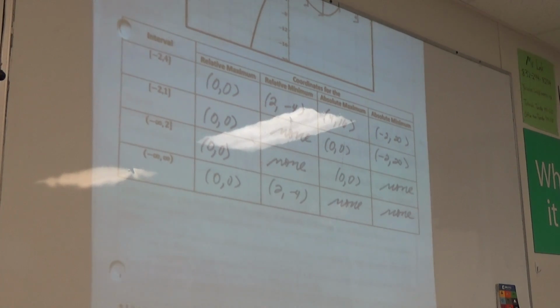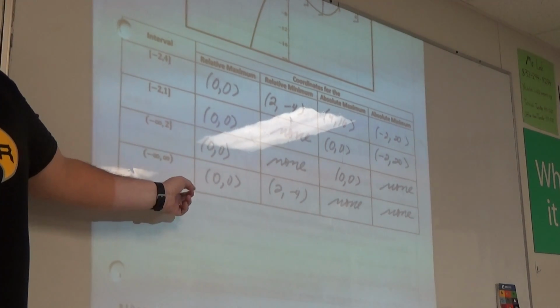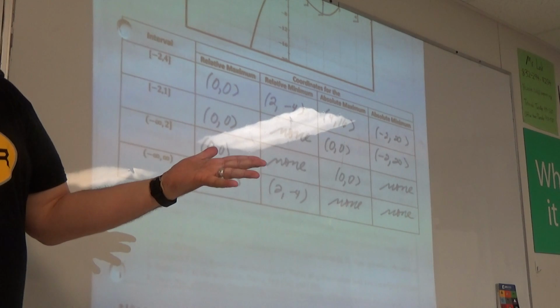There is no highest point. I could not have said it better myself, even though I had to. All right, Mariah, and why is there no absolute minimum on negative infinity to infinity? Because there's no absolute lowest. Because there's no lowest point.